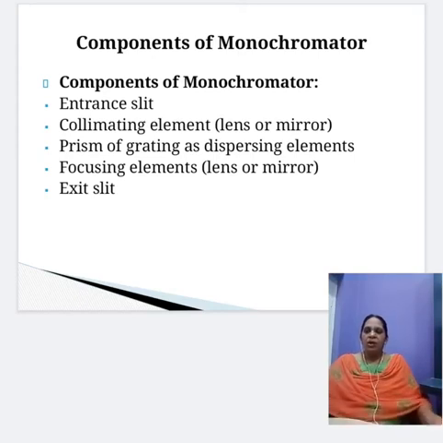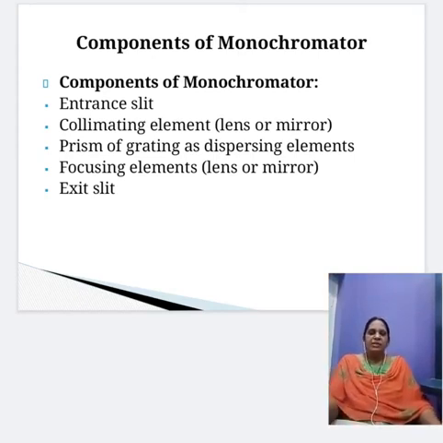So what is the entrance slit? An entrance slit provides a narrow optical image of the radiation source. The second one is the collimator. What does the collimator do? It renders the light spreading from the entrance slit parallel. To repeat, a narrow optical image of the radiation source is provided by the entrance slit.